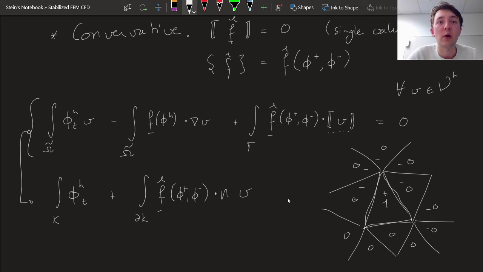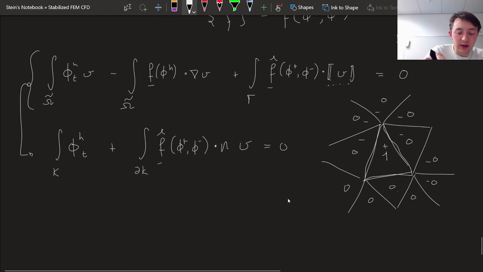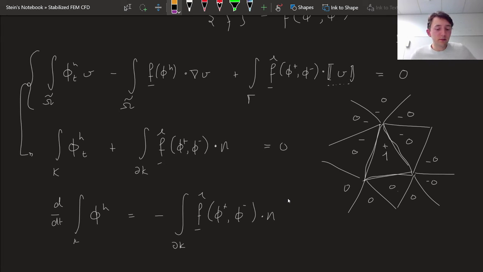And this is precisely what our original conservation law was about, right? So this is saying, and actually this is equal to 0 as the final statement, this is saying that the time derivative of our total quantity of phi h is going to be equal to minus partial k f hat, and sorry, v is equal to 1. And that's precisely the conservation law that we started off with.